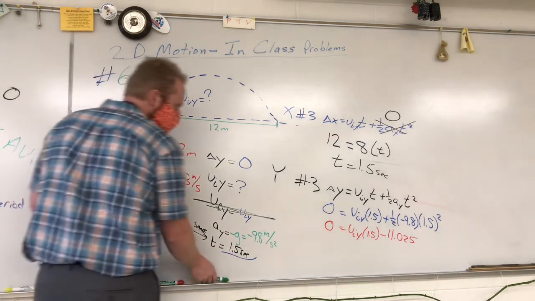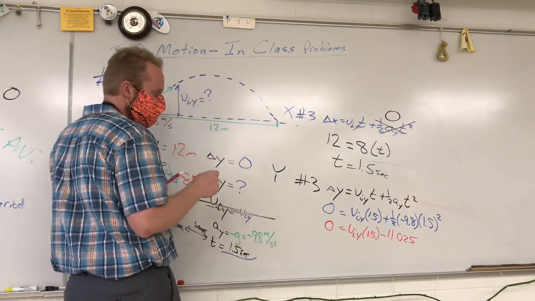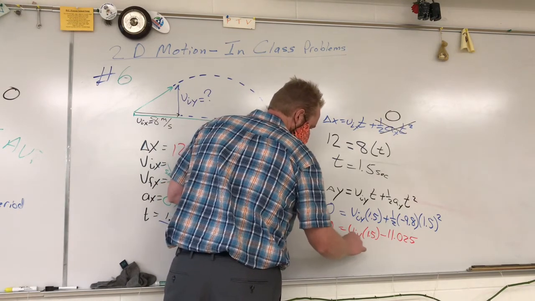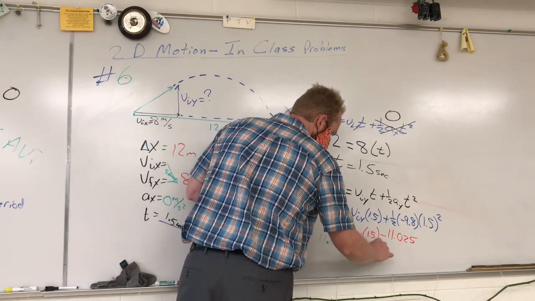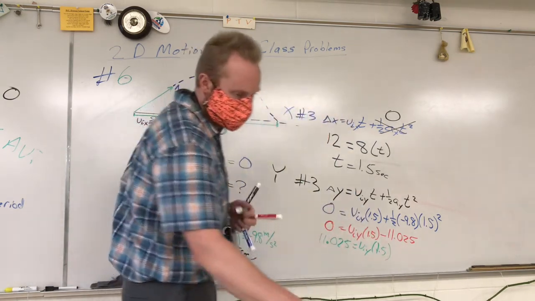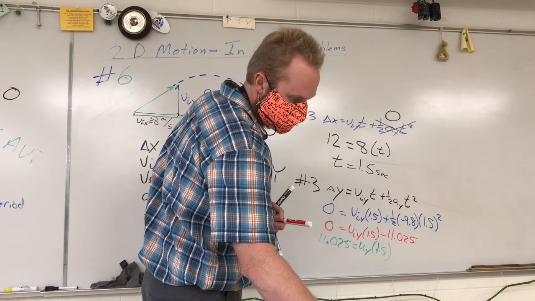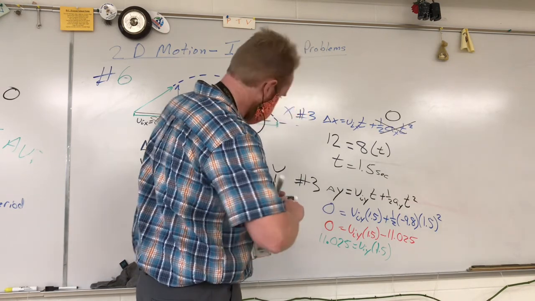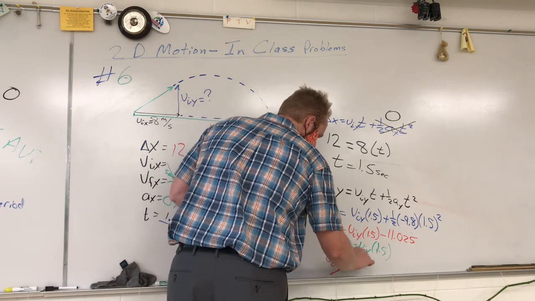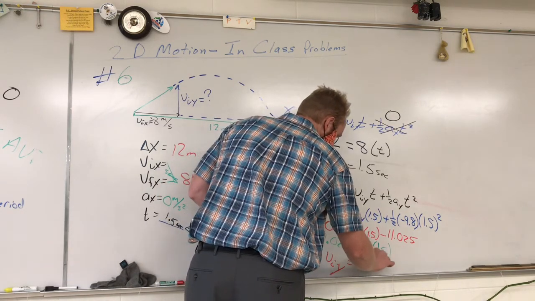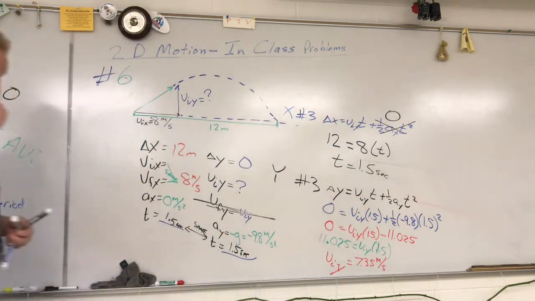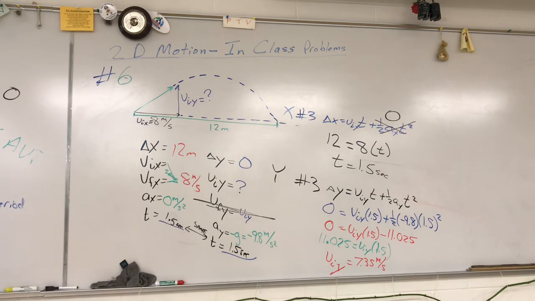Okay, so that's what we get. Then we have to add 11.025 to both sides. So we end up with 11.025 is equal to VIY times 1.5. Divide both sides by 1.5. And we get a VIY that's equal to 7.35 meters per second. Is what I got for an answer, and I hope I did it right.